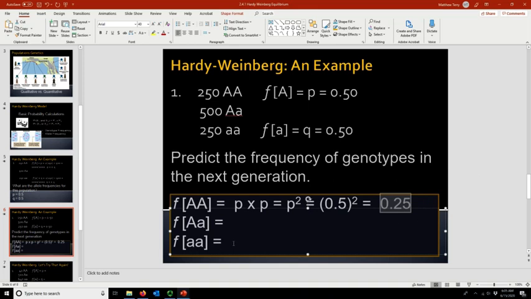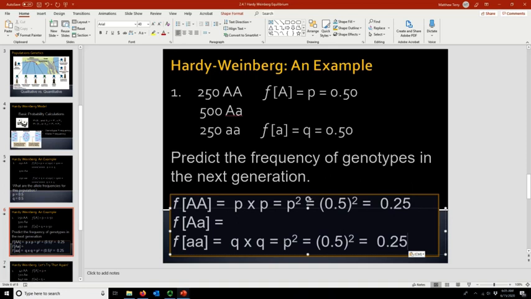Now, for the other homozygote, it's easy. It's the same thing, but using the q values. So I'm going to do q times q, which is equal to, of course, in fact, maybe this is the easiest way to do it. Let's just cut and paste the rest of this.